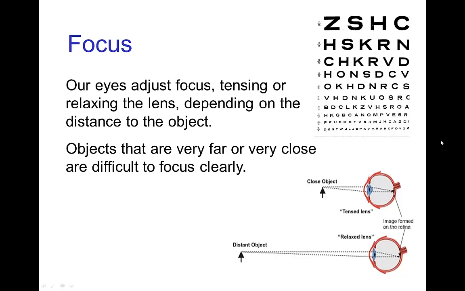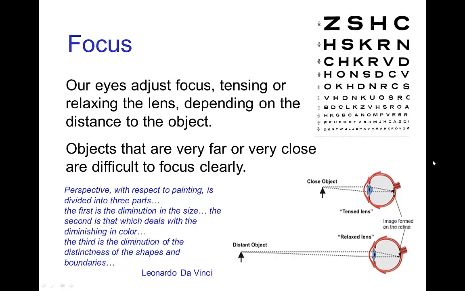Yet another visual cue is focus. So our eyes adjust focus, tensing or relaxing the lens depending on the distance. And of course, things that are very far away are difficult to focus clearly.